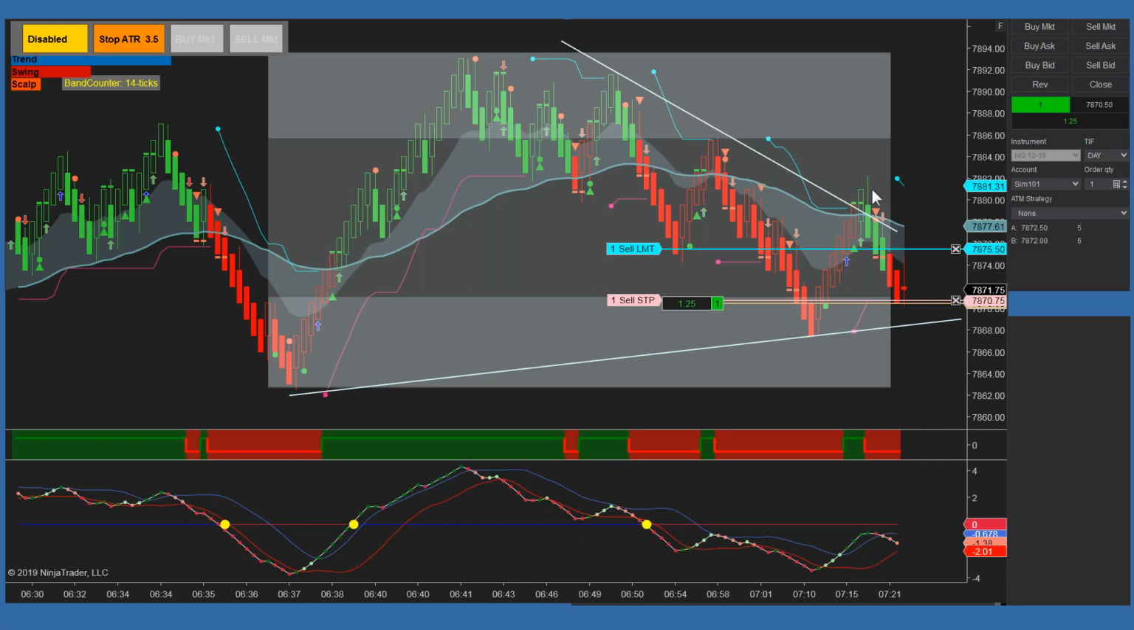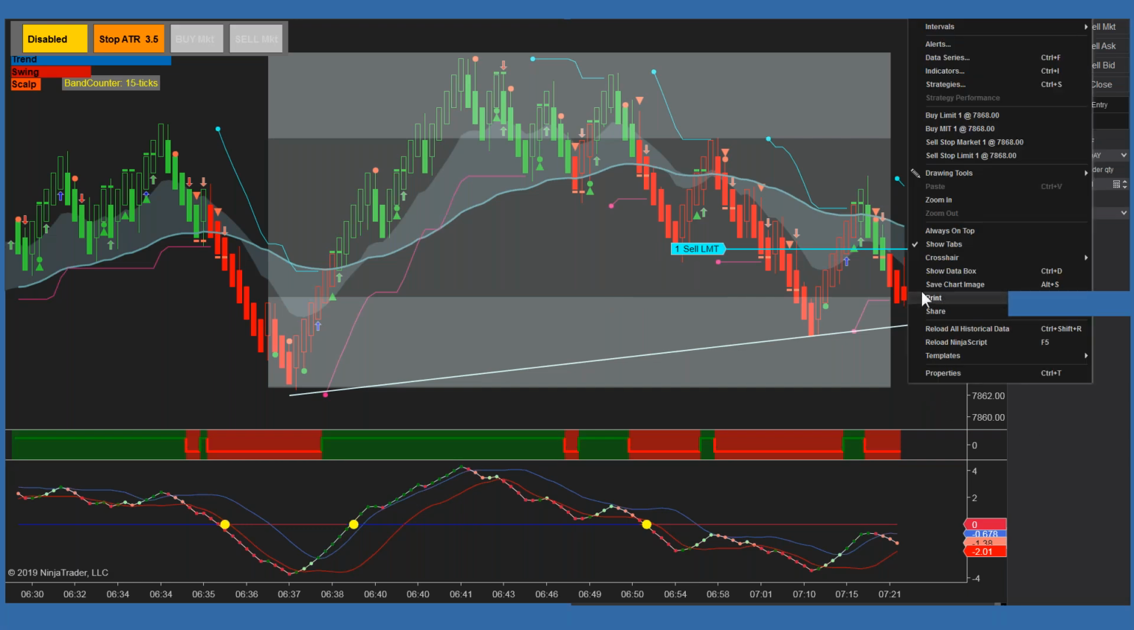So here was a trend line, the market broke. You could have looked to sell the trend line on a break. You can look to buy this trend line on a break. Okay, let's try it again.